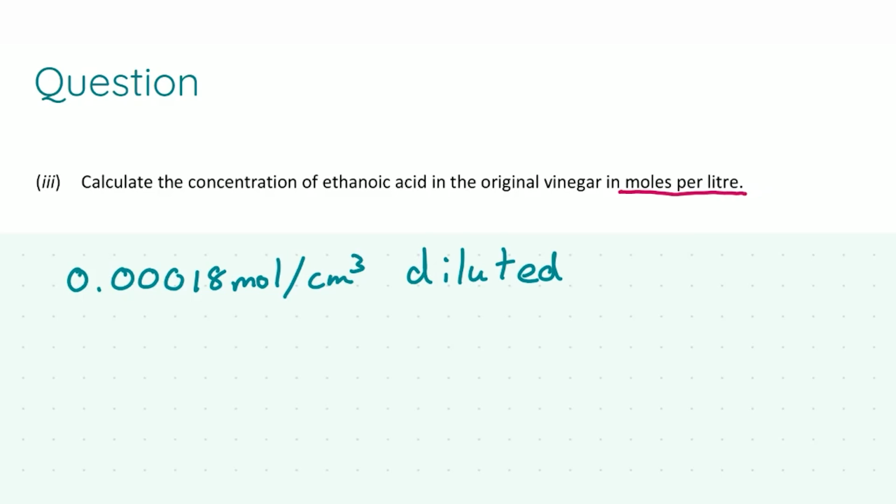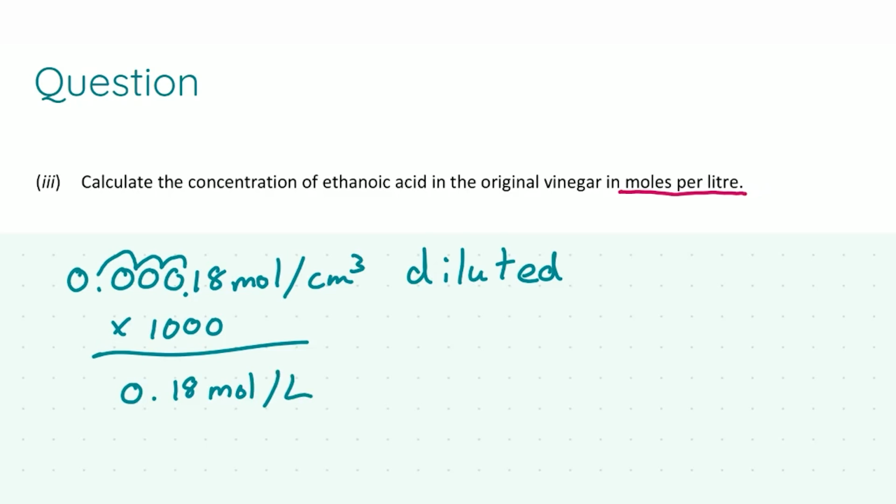So like we did earlier with dividing, all you can do here is just move your decimal point. So multiply it by 1,000. And by moving your decimal point, you move it to the right when multiplying, unlike how we did it earlier where I moved to the left. So move the decimal point once, twice, 3 times, and we'll have 0.18 moles per litre. But this is the diluted solution. This is the diluted vinegar.